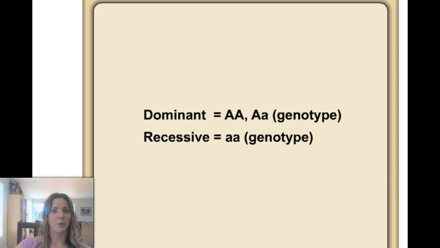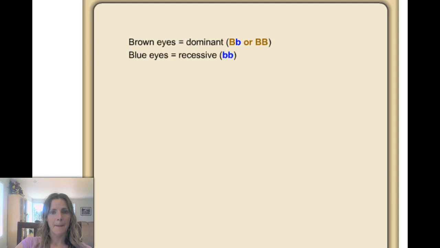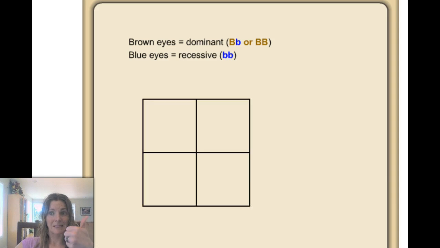Alright, so let's look at this last one. Let's say one parent has brown eyes, which is dominant to blue, and we know that their genotype is big B, little b, so they carry a recessive gene for blue eyes. The other parent has blue eyes. First, we make a box that looks like this. Then, fill in the parent's genotype along the top and bottom like this.